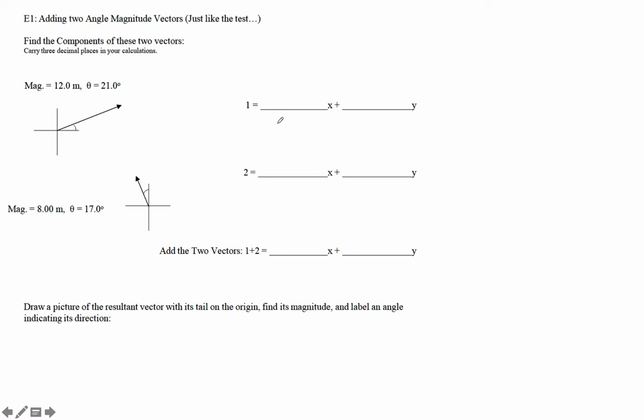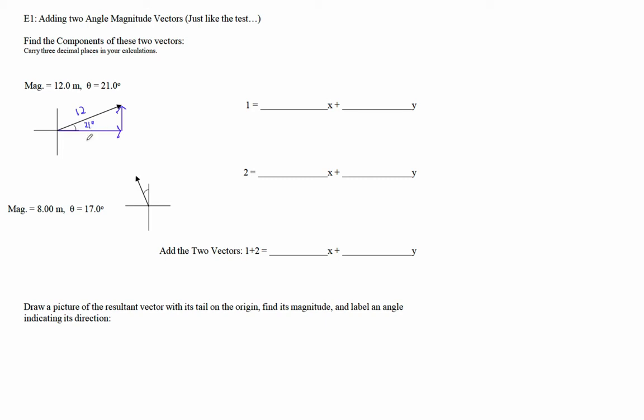All right, and this is just exactly like the test here. So the first thing is to find the components, then we'll add them, and then we'll draw a picture of that sum, okay? So let's draw these components here. Notice I go to the right, and I go up. Okay. This is my adjacent side. This is 12 meters, by the way. That angle's 21 degrees. Dyslexics beware, right?